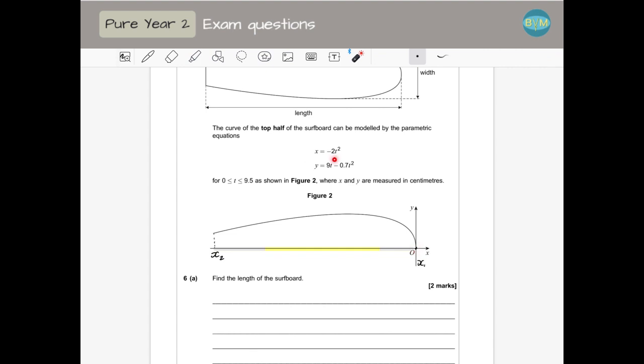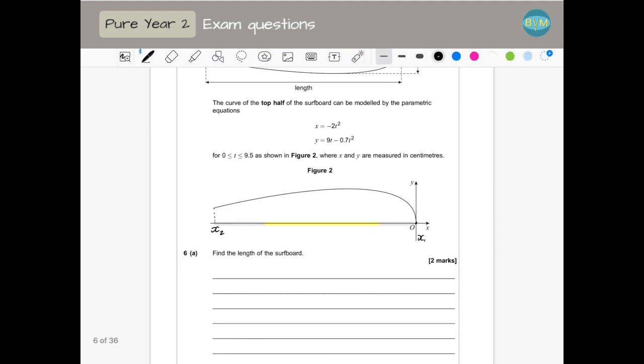x1 is the value of x when t is 0, because when t is 0, x is 0, and this value here is going to be the value of x when t is 9.5. So the only thing we have to do is substitute t by 9.5 in our x, and we have that x is minus 2 times 9.5 squared, which is 180.5 centimeters. And that's this coordinate, which means the length is going to be 180.5 centimeters. So that's the length.